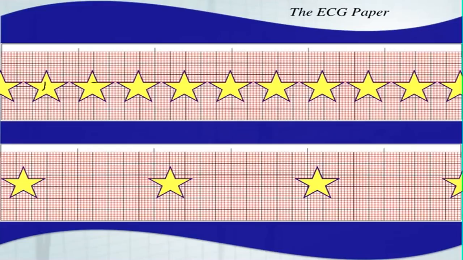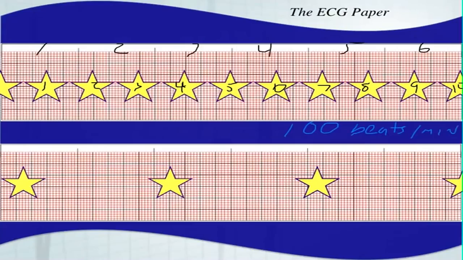We have 1, 2, 3, 4, 5, 6, 7, 8, 9, and I have a half star at the end and a half star at the beginning, so we could say we have 10 if we add those together. All right, we have 10 stars, and again, we have a 6-second strip. So we take that 10 and multiply it by 10. Remember, you multiply by 10 because you have a 6-second strip, and if you want to know how many beats per minute, you multiply by 10. So 10 times 10 is 100. This top one is about 100 beats per minute.